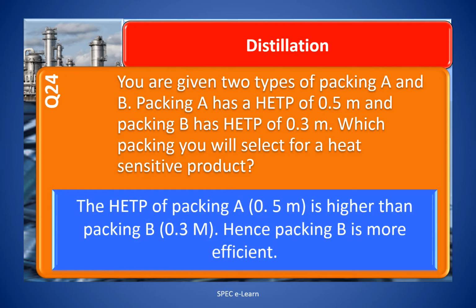The time is up. The answer. The HETP of packing A, 0.5 meter, is higher than packing B, which is 0.3 meter. Hence, packing B is more efficient.